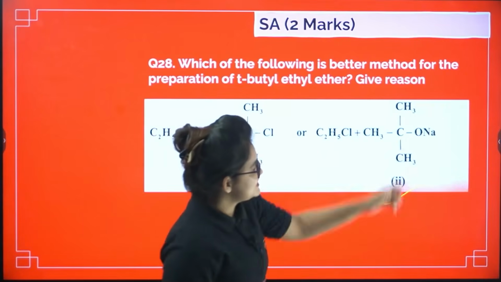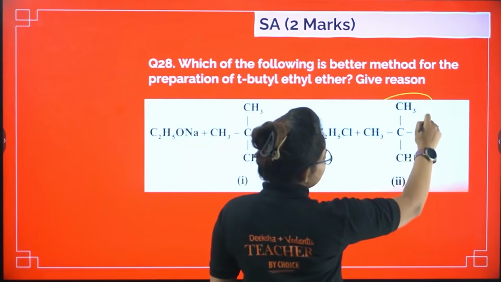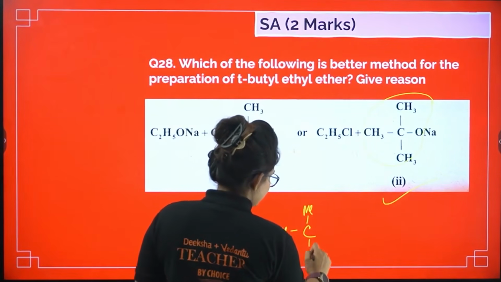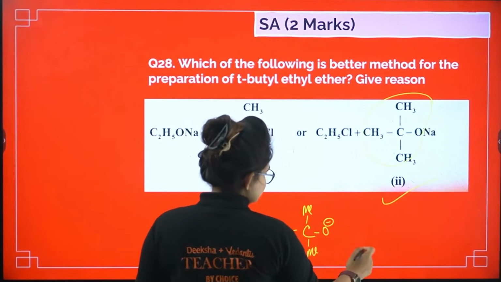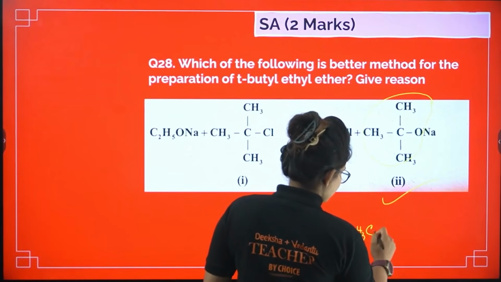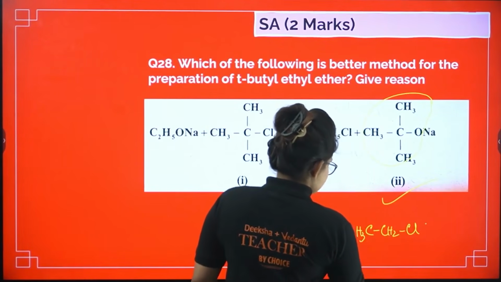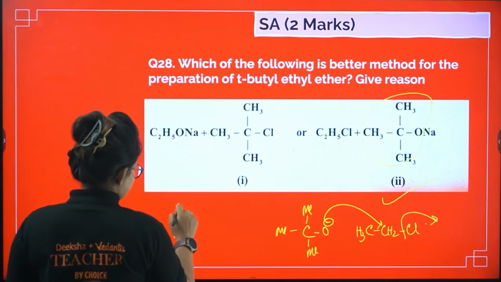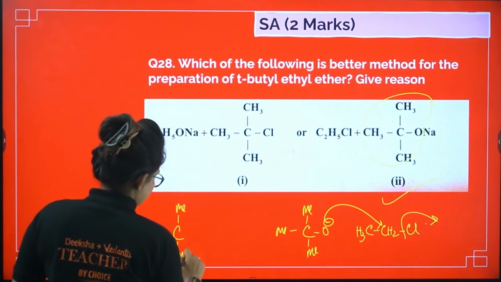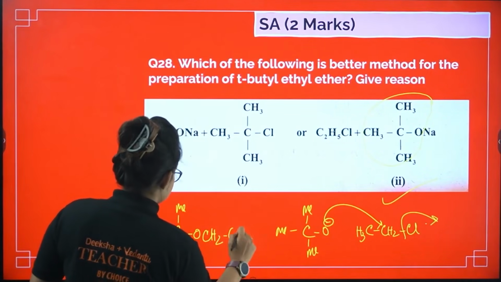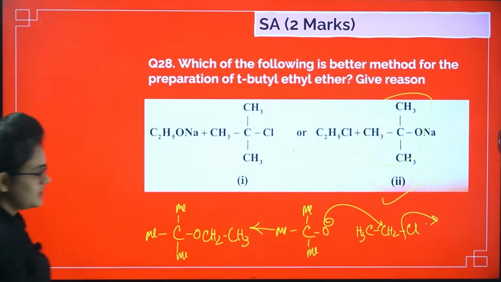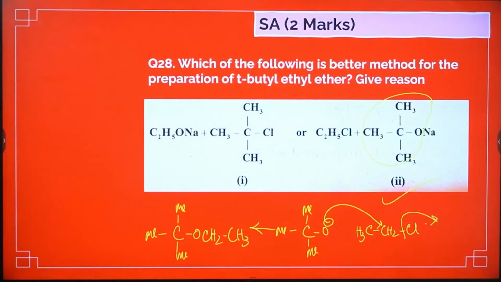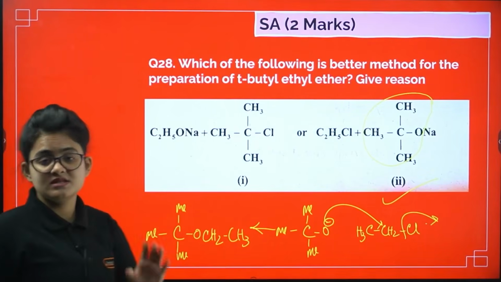But for this case, if this is your alkoxide, means this, see here Me, if this is your nucleophile, then it can attack on this group nicely. It can attack nicely and Cl will be thrown out. So you will get Me, O, CH2, CH3. I guess this is clear to you. Always remember that Williamson ether synthesis will proceed through the SN2 mechanism. So backside must not be hindered.